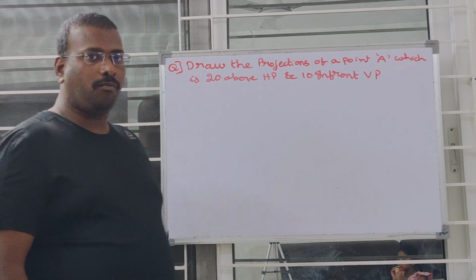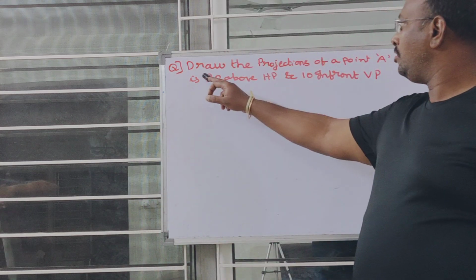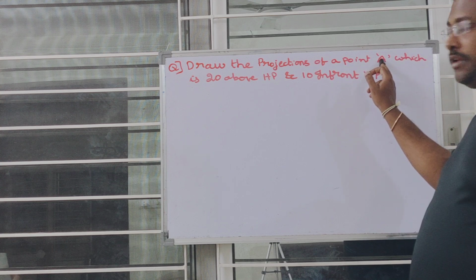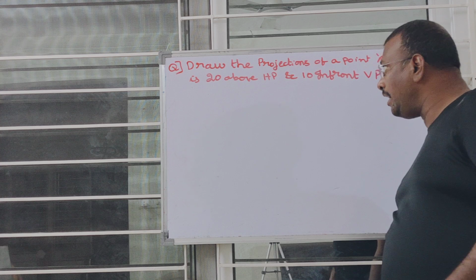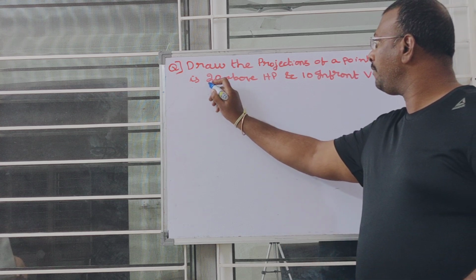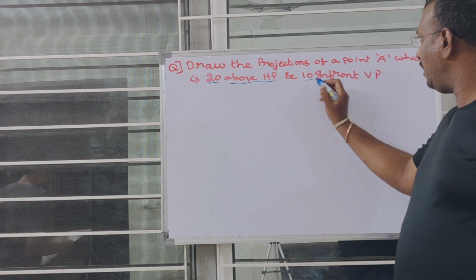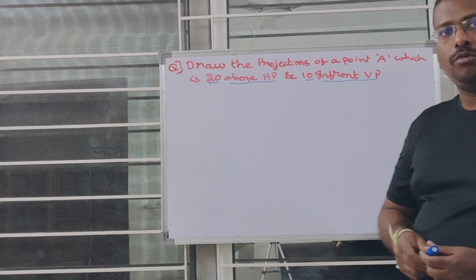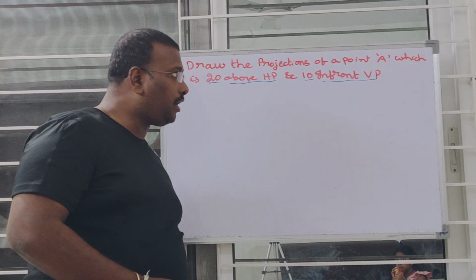So in projection of points, we will consider a problem which is present here. Draw the projections of a point A which is 20 above HP, and 10 in front of VP. So first of all, we have to know where it is going to be located.